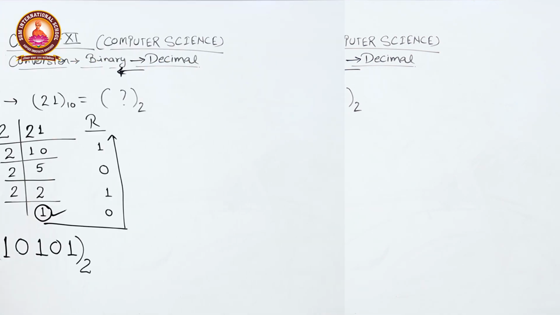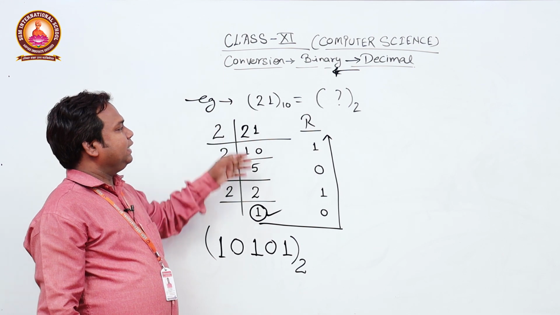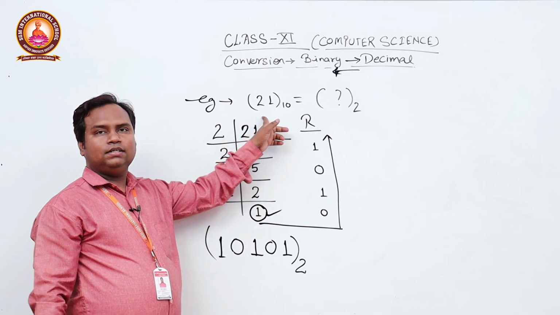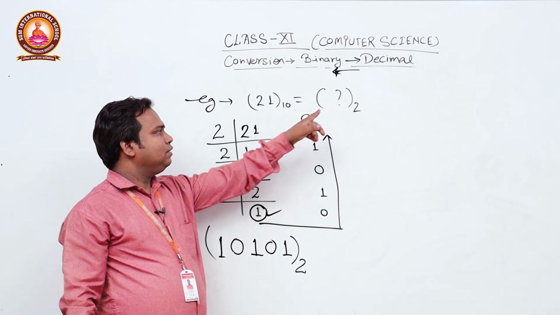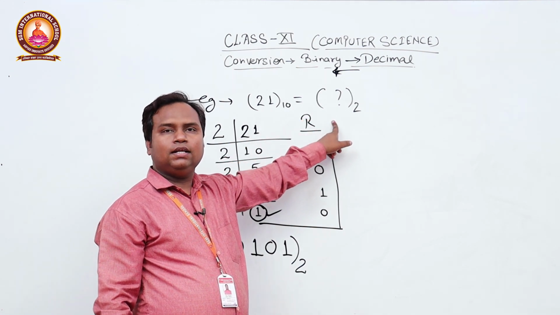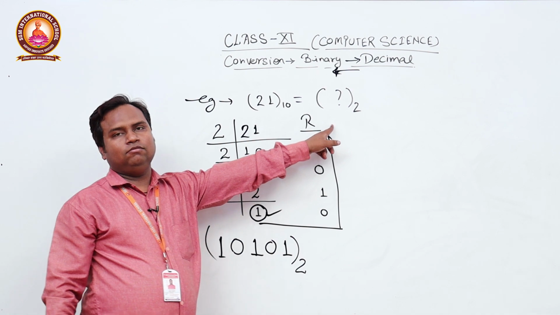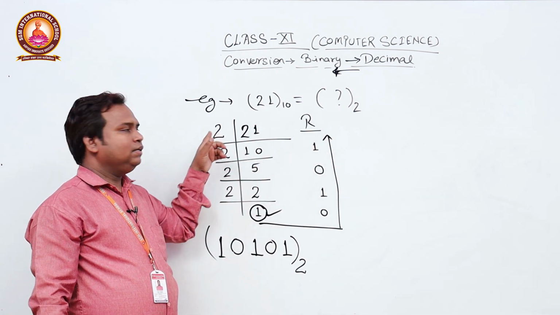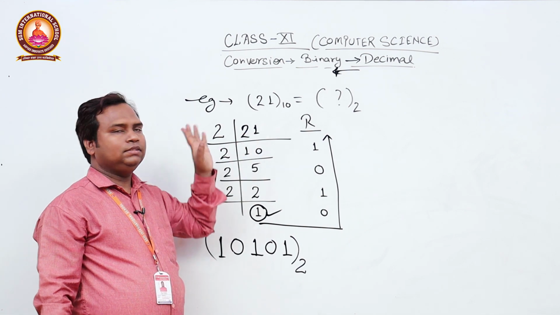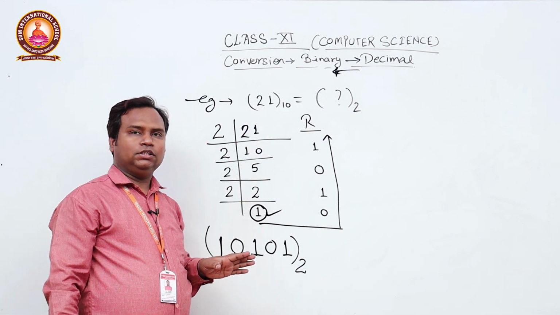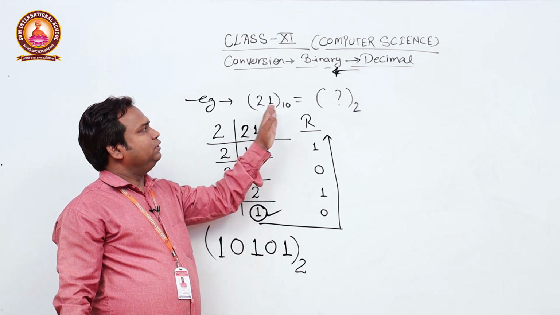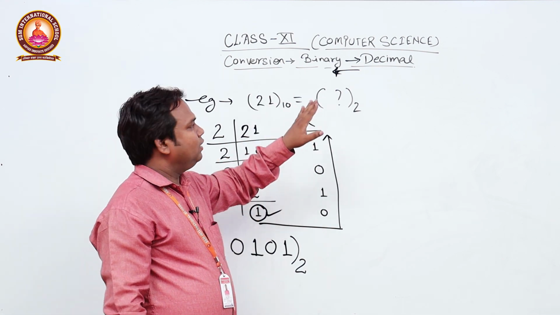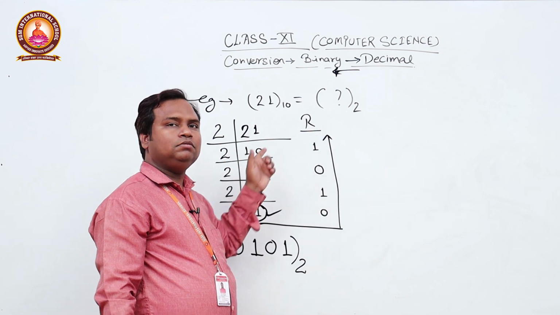Okay, let us repeat again. 21 is a decimal number. We have to convert it to binary. What is the procedure for that? You have to divide by 2 in the given question, because binary to decimal is one way and vice versa is decimal to binary.